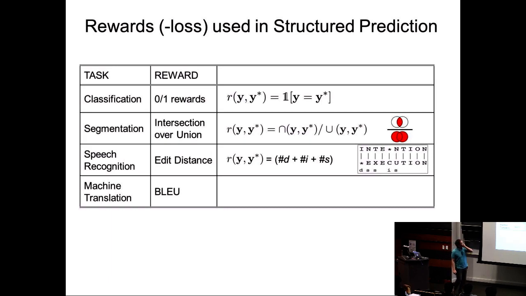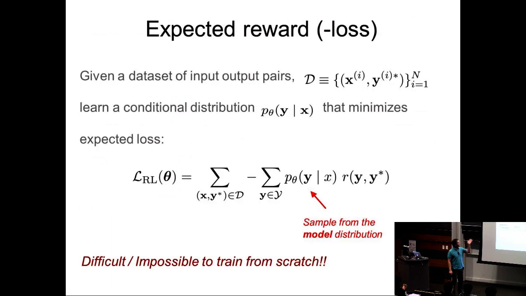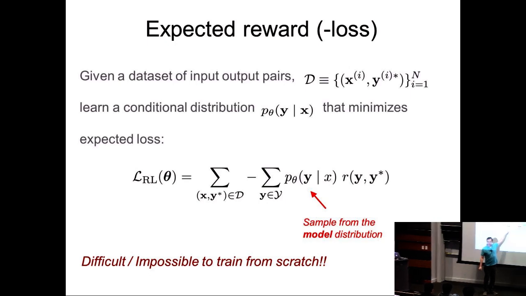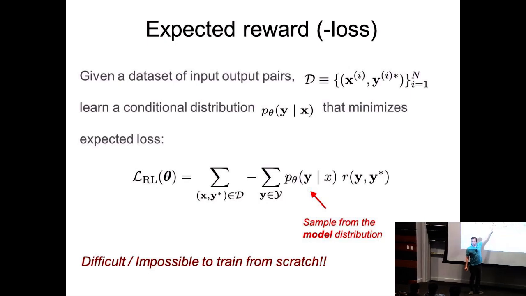And so the question is, can we somehow take this into account? Given a data set of input pairs, x and y, we want to learn some conditional distribution, trying to predict y given x, that maximizes the expected reward. So what is this expected reward? You sum over your data set. This is your ground truth, this is what you really want to predict.